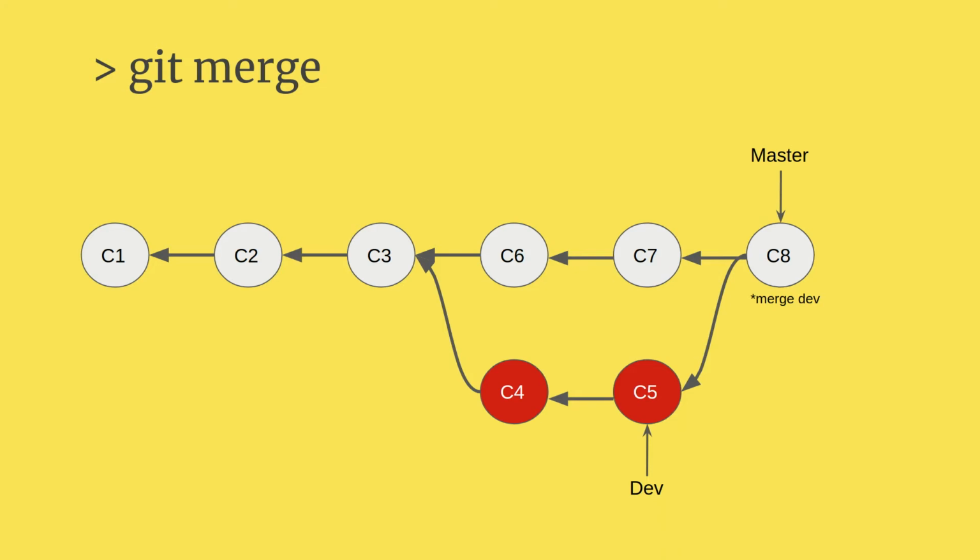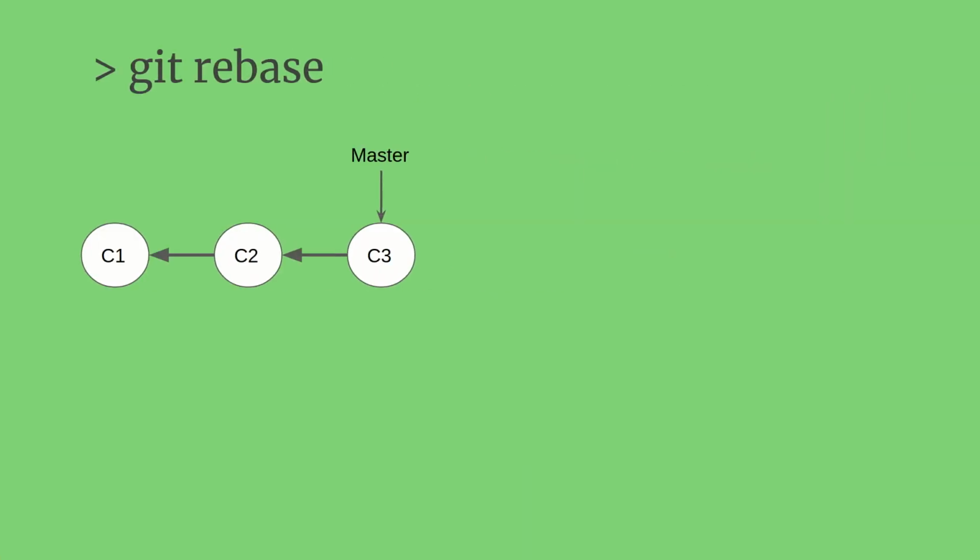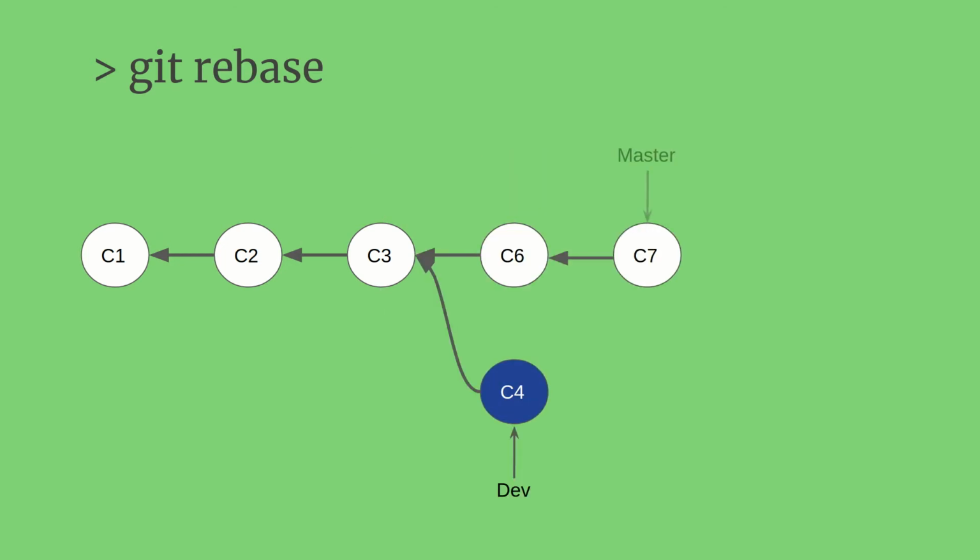Next, let's see rebase. This is another way to merge the changes of one branch into another. We're going to do the same thing: creating another branch and making commits in these 2 branches, so that we have a scenario where we want to merge dev here.